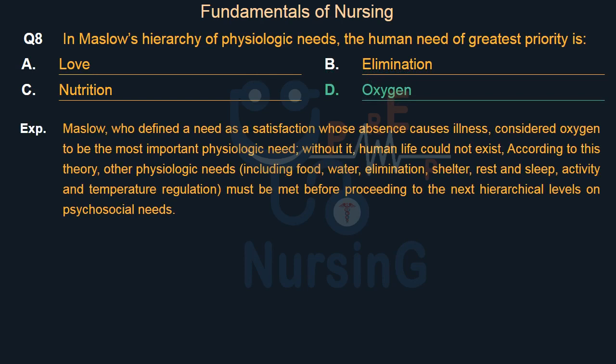Oxygen. Maslow, who defined a need as a satisfaction whose absence causes illness, considered oxygen to be the most important physiologic need. Without it, human life could not exist. According to this theory, other physiologic needs, including food, water, elimination, shelter, rest and sleep, activity and temperature regulation, must be met before proceeding to the next hierarchical levels on psychosocial needs.